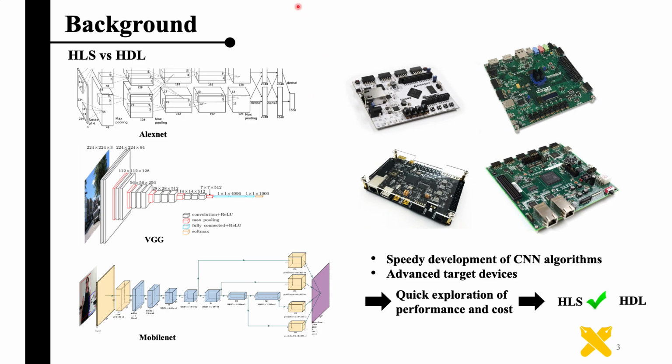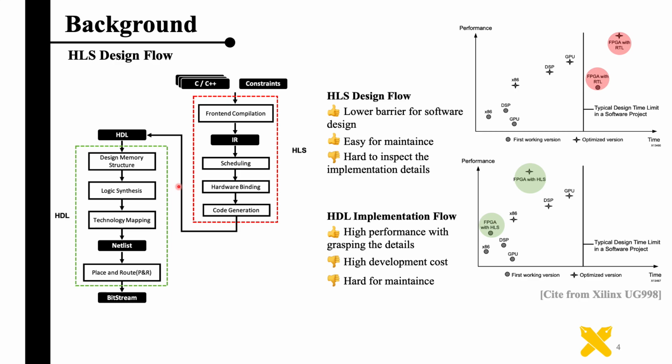Considering the evolution of neural network models, a much more swift development tool which can adapt to various target devices is expected. This is one of the reasons for us to choose HLS as our development tool. According to the report from Xilinx, HLS can also achieve comparable performance with the least development time period, compared with HDL. As you can notice from the design data flow, HLS is much more accessible to software engineers.